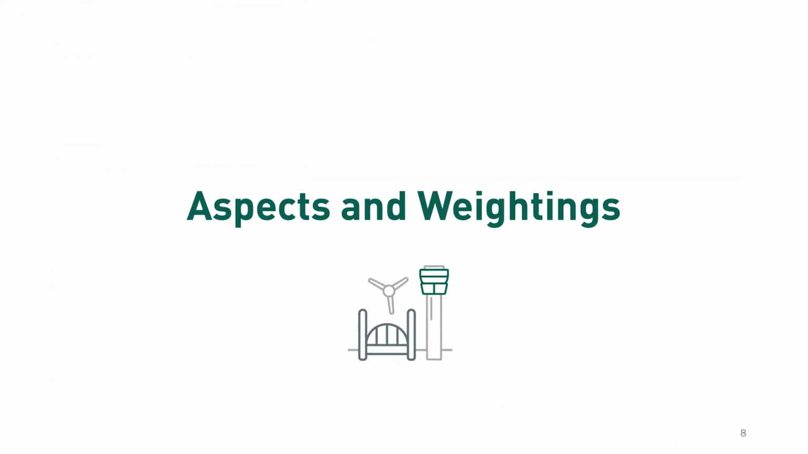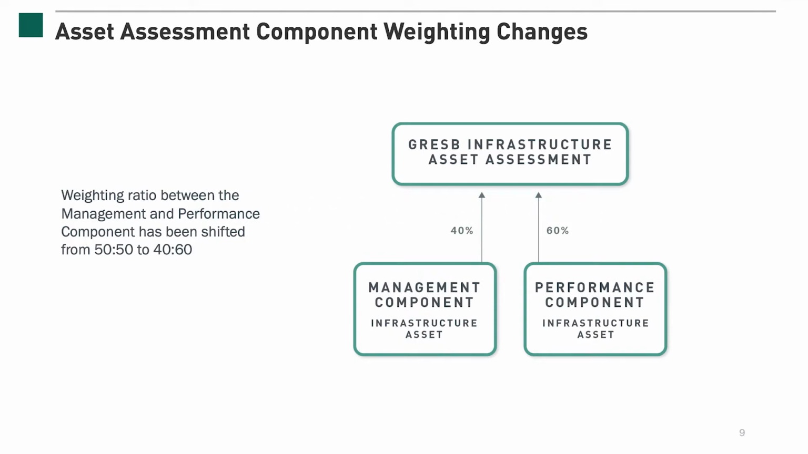We'll now take a look at the changes to the component and aspect weightings. The weighting ratio between the management and performance components has been shifted from 50-50 to 40-60. That means that the score for the management component will contribute 40% and the score for the performance component 60% to the GRESB Infrastructure Asset Assessment score.